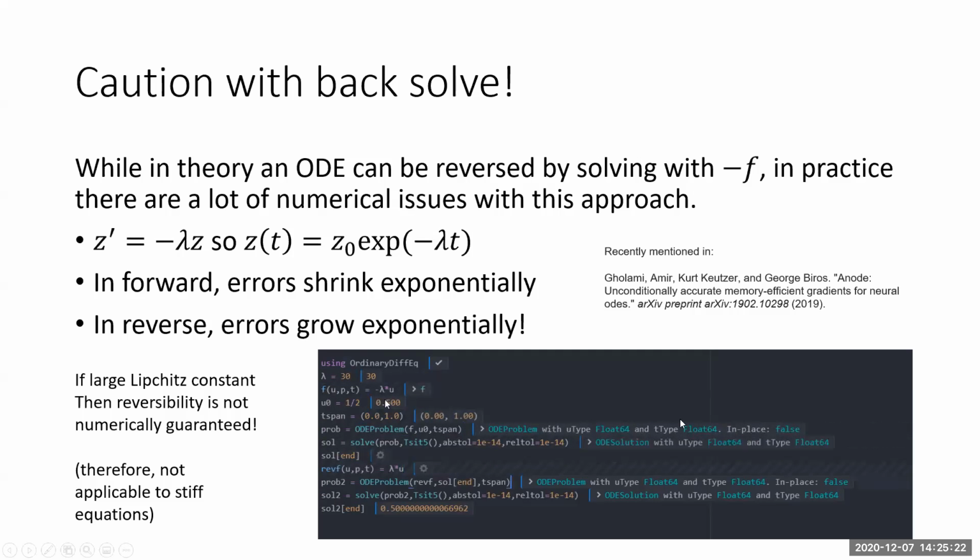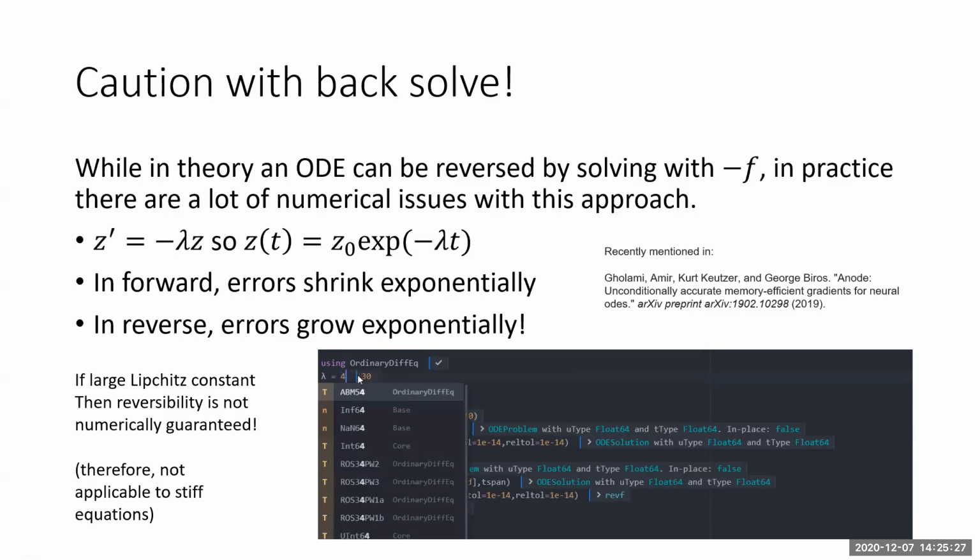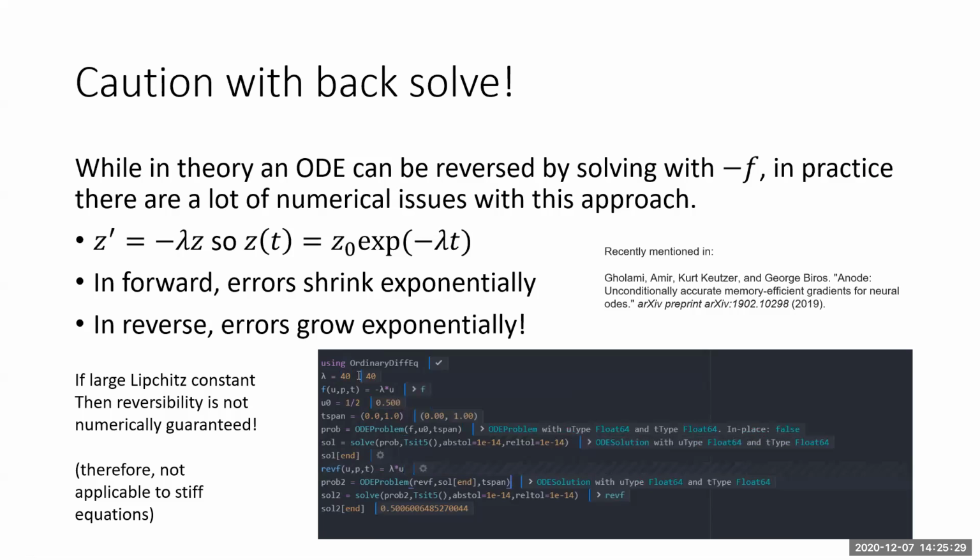So let's see what happens when you go up to lambda equals 30. It's starting to get a little bit off, but it's numerical error, right? We're fine. What happens when lambda equals 40? Well, now we're off by about 300%. And then what happens when lambda equals 50? We're off by basically 1,000,000,000%, right?